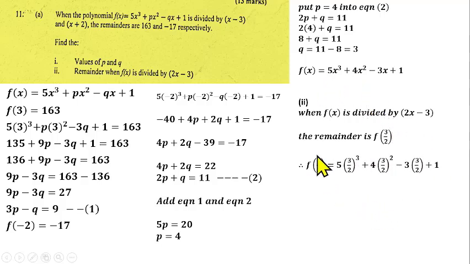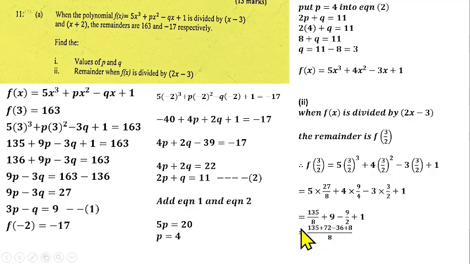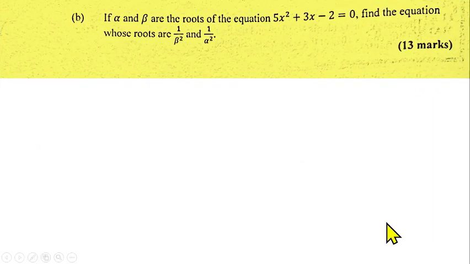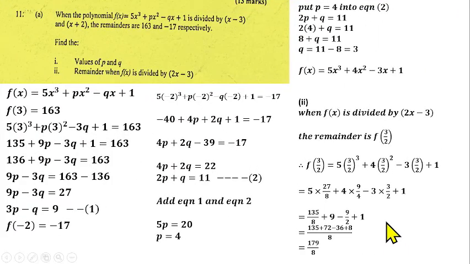So therefore we'll be having f of 3 over 2 equals 5 into 3 over 2 cubed plus 4 into 3 over 2 squared minus 3 into 3 over 2 plus 1. Then from there, if you simplify further, you have 5 times 27 over 8 plus 4 times 9 over 4 minus 3 times 3 over 2. Simplify further, you have 135 over 8 plus 9, then minus 9 over 2 plus 1. Then simplify by finding the LCM, you have this. Then if you add up, you have 179 over 8. So that was the solution for question number 11a.